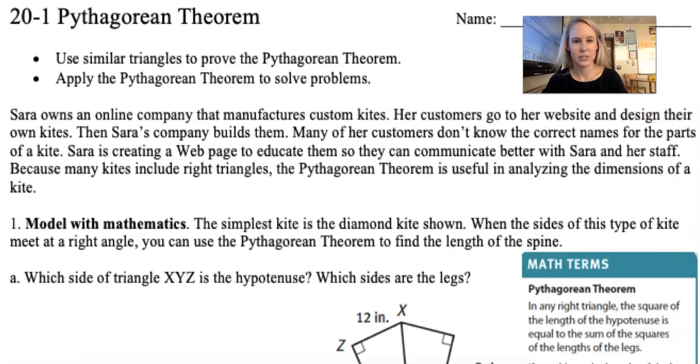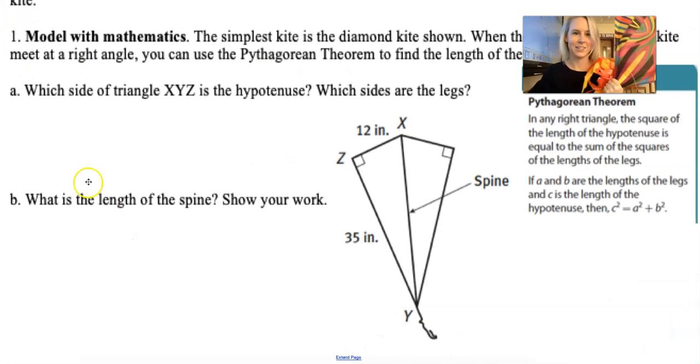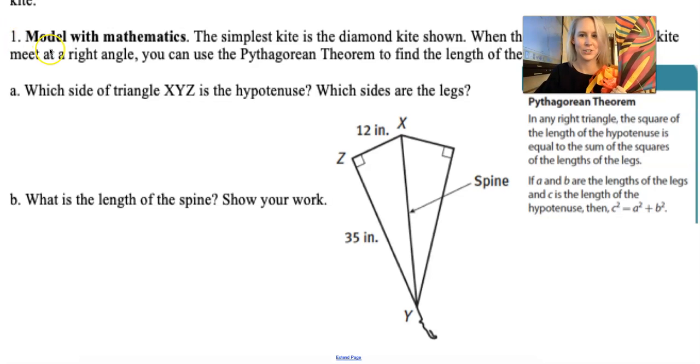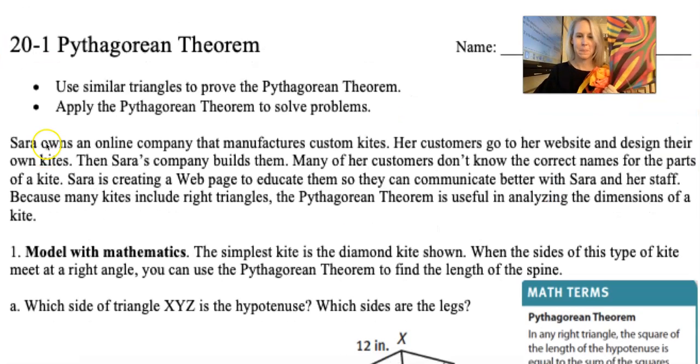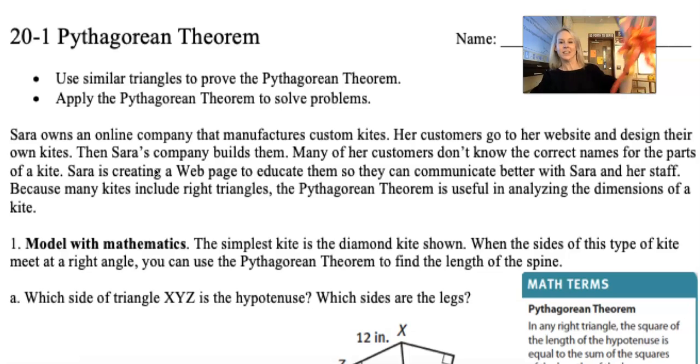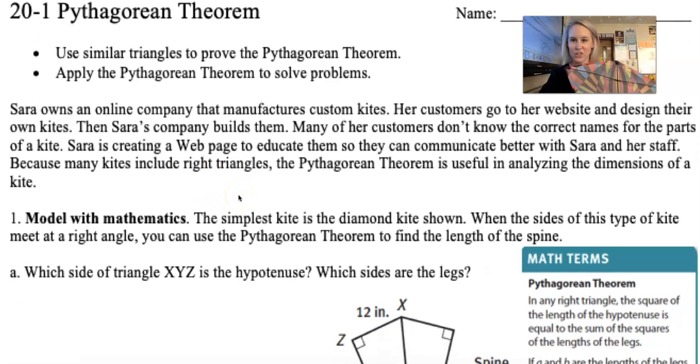So we have Sarah, who is owning an online company that manufactures custom kites. Here is her kite. Why did the picture just change? Okay, so we have a kite. All right, hopefully you've flown a kite before. It's quite fun. All right, so she is going to build kites.